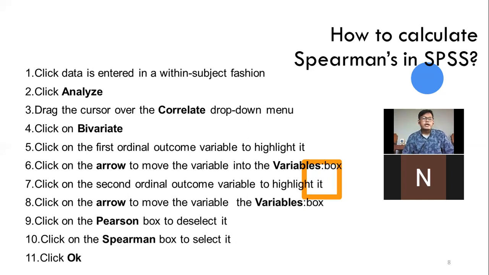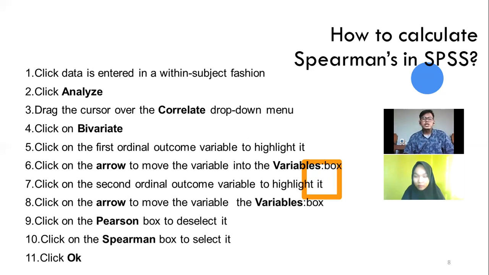Seven, click on the second ordinal outcome variable to highlight it. Eight, click on the arrow to move it into the variable box. Nine, click on the Pearson box to deselect it. Ten, click on the Spearman box to select it. And eleven, click OK.